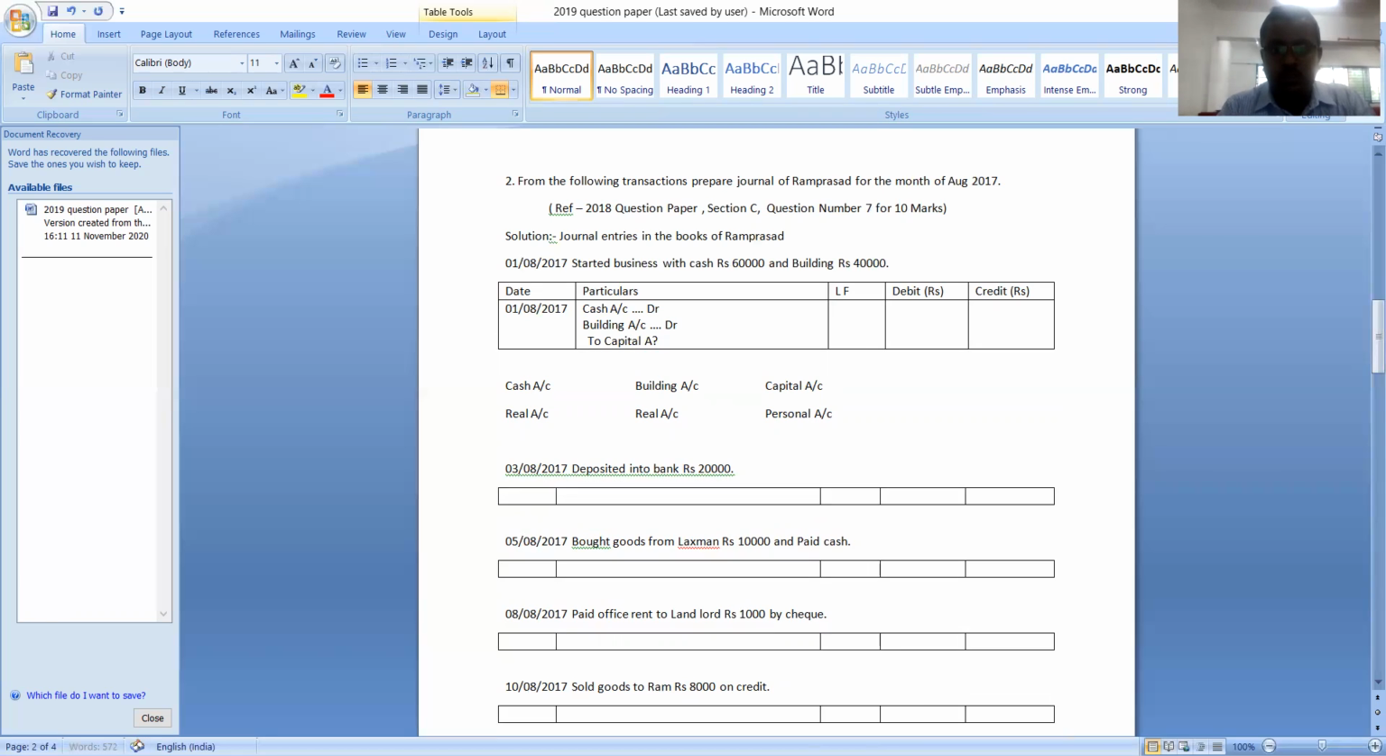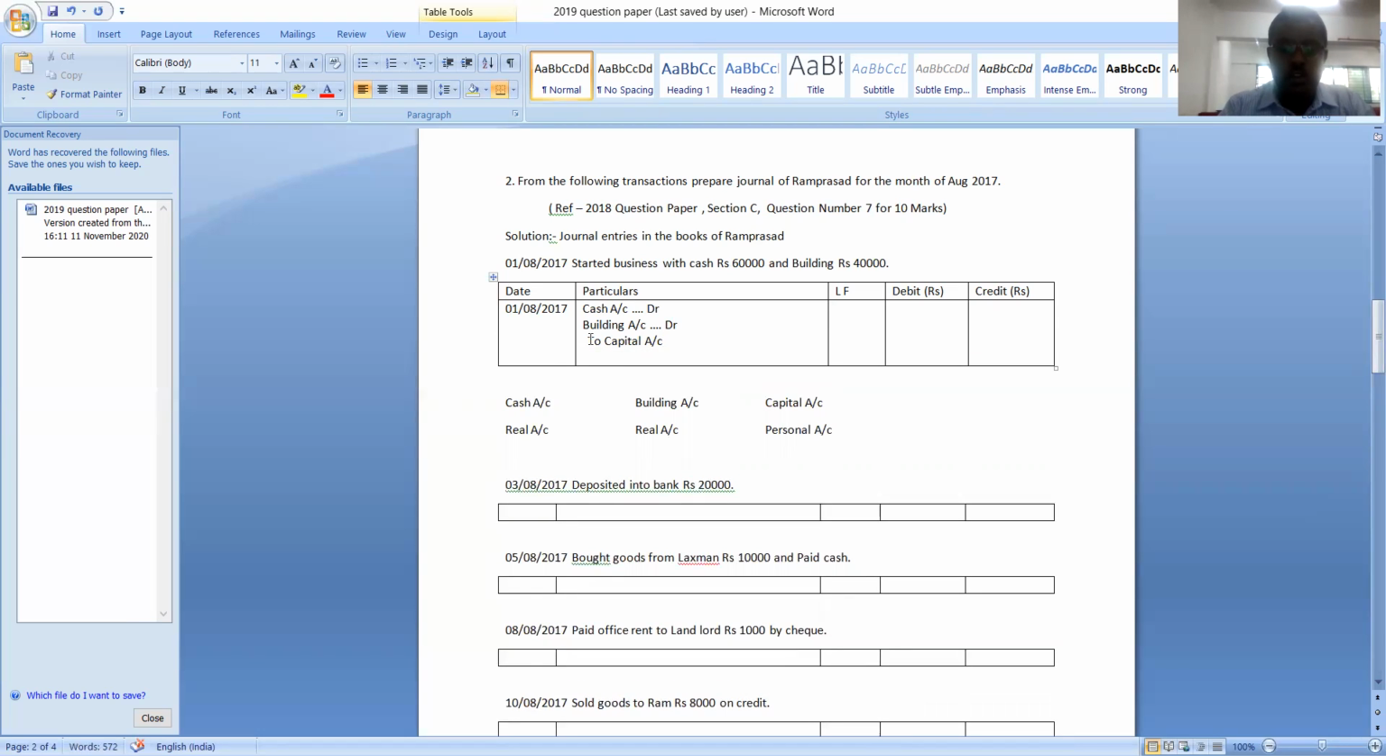Capital account is credited. No need to write an abbreviation of credit, because we have already written "To" itself, which indicates that this particular account is credited. So what is the journal entry? It is cash account debit, building account debit to capital account. Later, in brackets, we should write the narration, and that narration starts with what? Being.